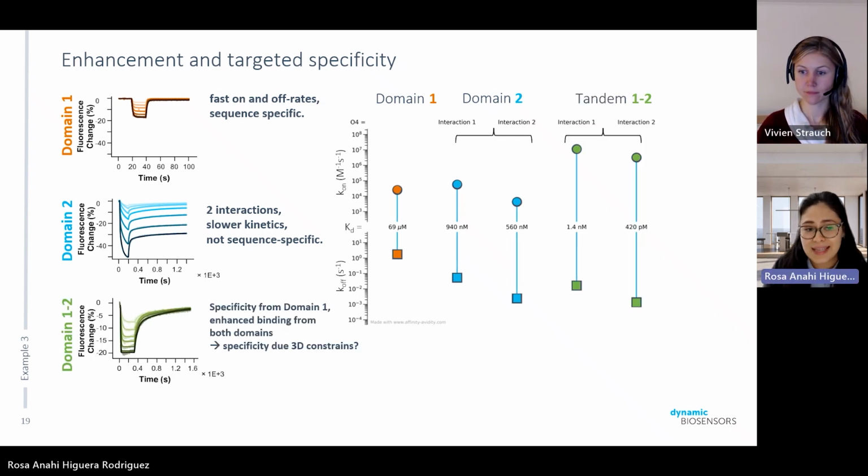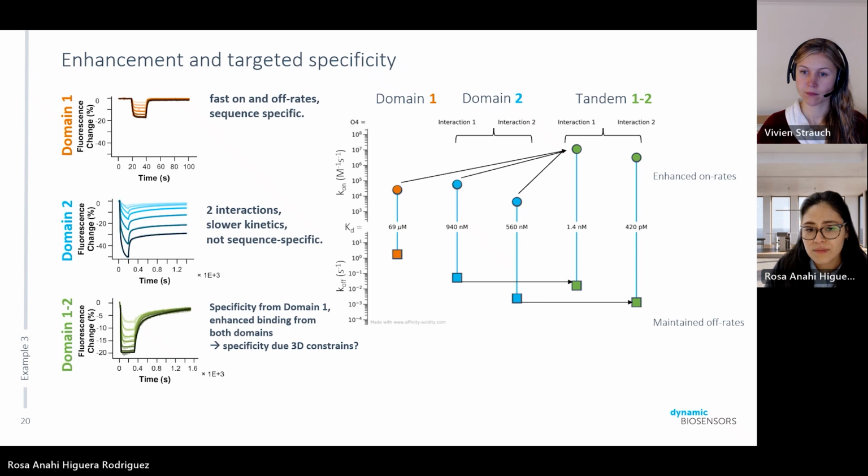But then when we have the tandem protein, the specificity came back. So having separate domains, one of them is unspecific, but having both domains makes the protein specific again. And not only that, but the rates were highly enhanced. So the on rates, as you can see, go around 2 orders of magnitude higher, while the off rates are mainly the same as domain 2. So what we can learn from this is that probably the 3D structure of the tandem protein is arranged in a way that it only fits the single-stranded RNA and not anymore double-stranded DNA or anything, so that it's actually more specific than the separate domains.